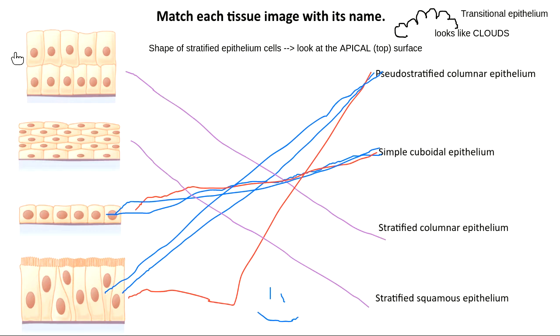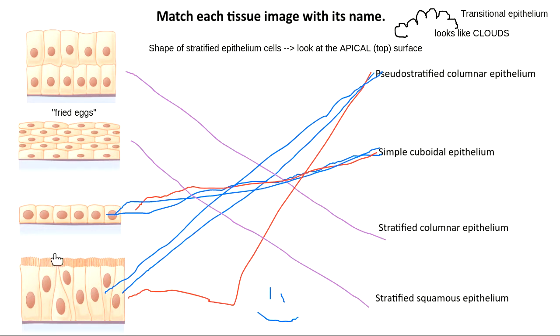Okay, so we've got stratified columnar, column-shaped cells. We've got stratified squamous. Notice that these cells here on the top are really flat. Sometimes the shape of squamous cells, when you're looking at them, they kind of look like fried eggs. So what I mean by that is I've got my yolk in the middle of the cell, and the rest of the cell is around it. So fried eggs, squamous cells, stratified more than one layer.